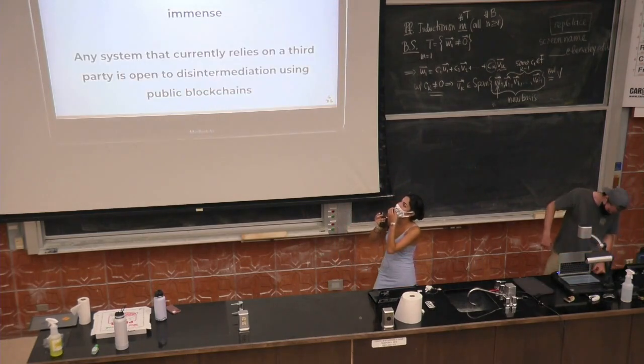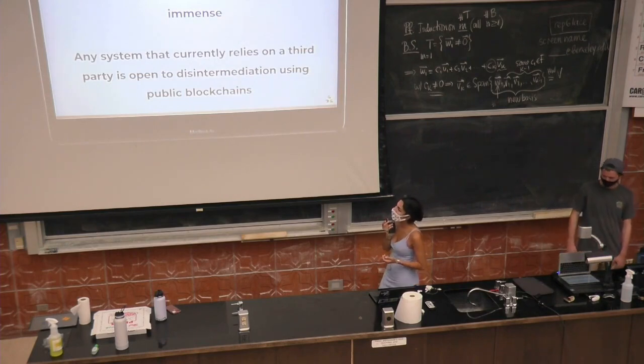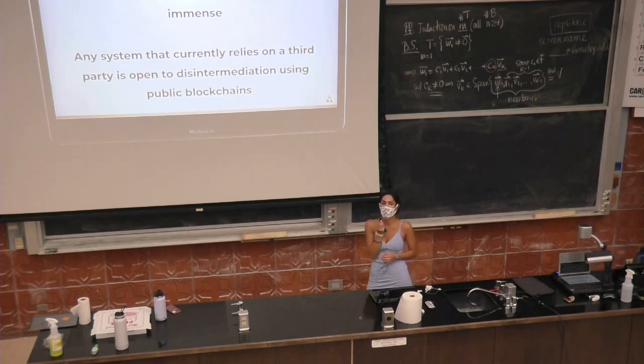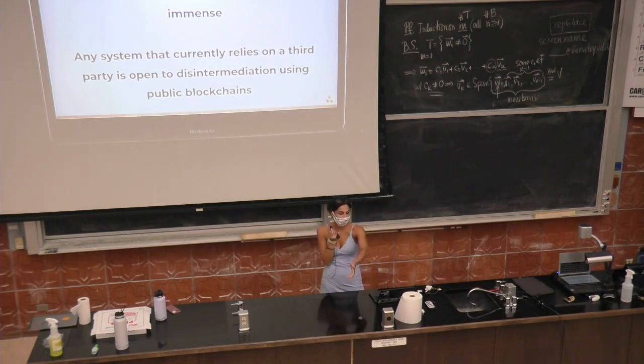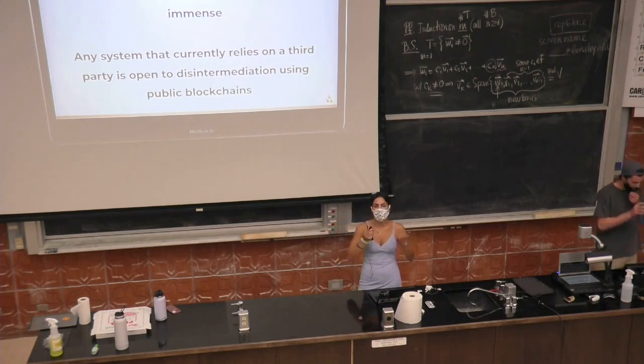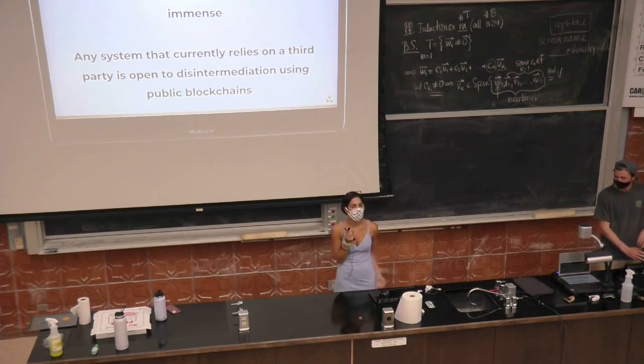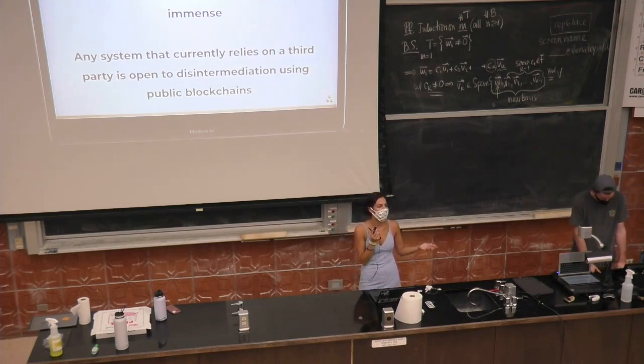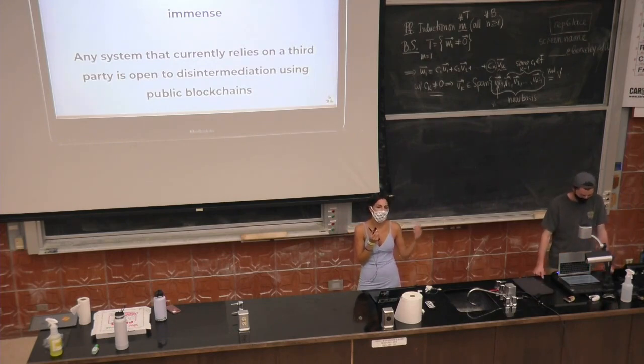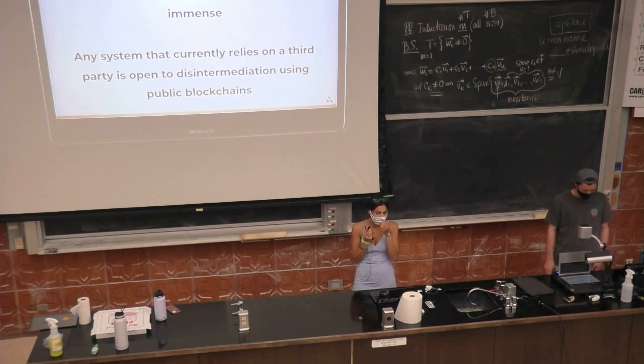So just getting more into it, the potential for blockchain systems is immense. Any system that currently relies on a third party is open to disintermediation using public blockchains. So the bank, obviously, is the biggest one. That's a third party. When I want to transact with you, for example, we go through this third party. And so Satoshi Nakamoto kind of pointed that out and said, why do we have to go through a third party when we can just directly interact with each other? When you're trying to buy a house, for example, you go through a third party to buy that house. Why do you have to do that? Why don't we just go directly through each other? Use a blockchain. Any sort of transaction in which you need to use a third party is open to disintermediation, like this says, through public blockchains.